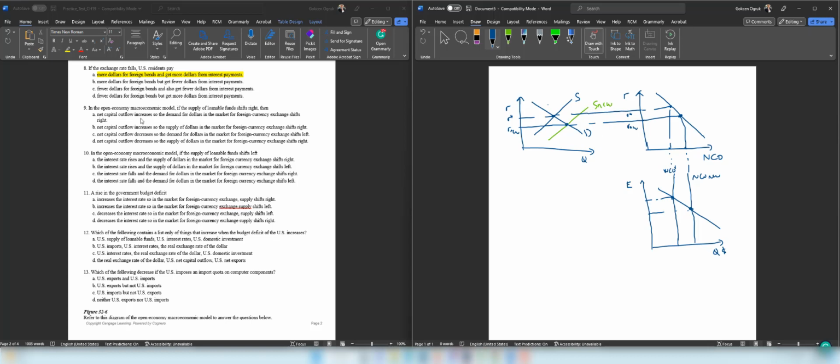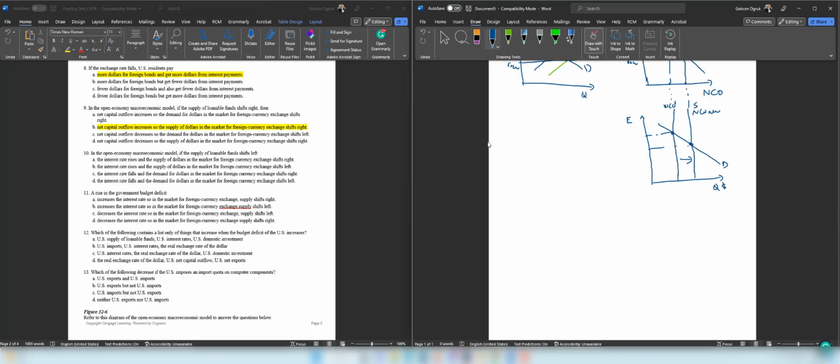So let's find out the right answer. If the supply of loanable funds shifts right, we know that net capital outflow increases. So of these two answers, one of them is correct. And next, we are not going to see a demand for dollars shift, but the supply of dollars, because it's the NCO. The supply of dollars in the market for foreign currency exchange shifts right, as we see here. This is the supply, this is the demand. And the right answer is B.